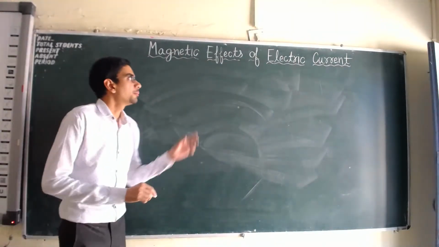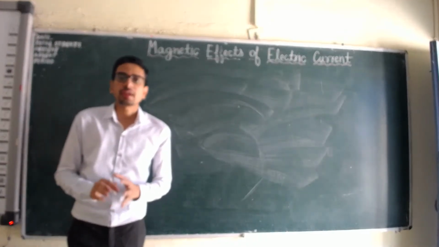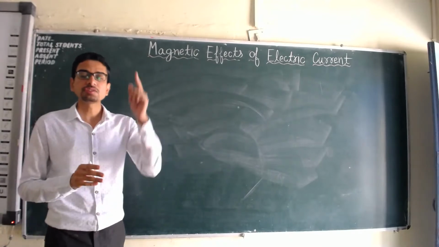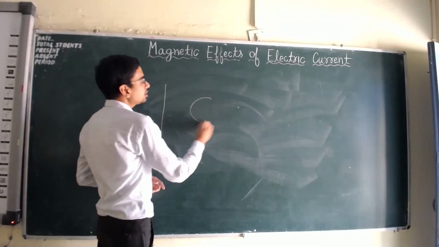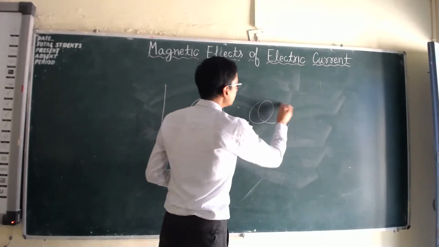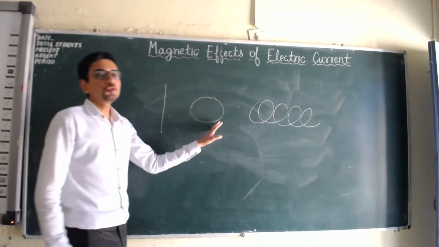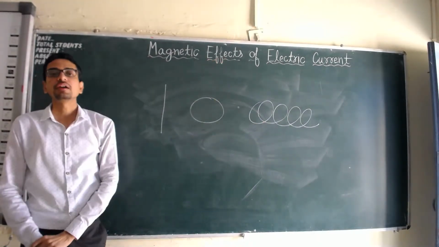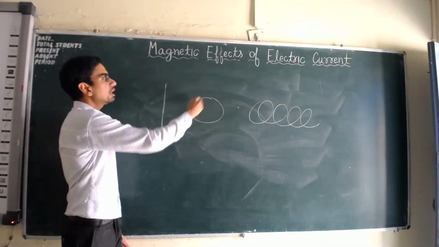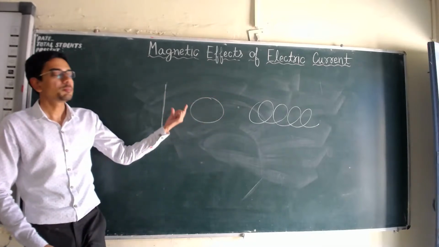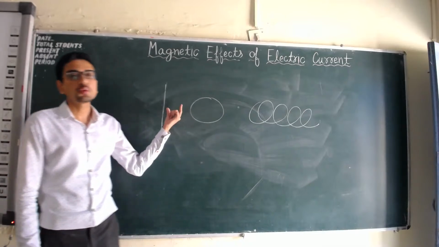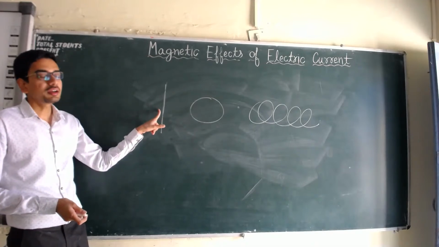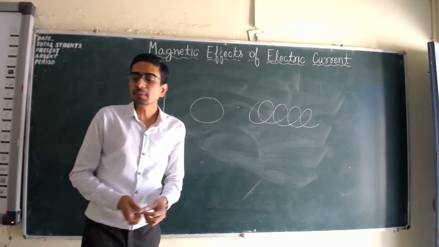So, magnetic effects of electric current. Any current carrying conductor might be straight, it might be circular, or it might have many turns. Any kind of current carrying conductor has a magnetic field. It means that it will behave like a magnet and it will attract metals, iron towards it. Okay, attract or repel. So this is a straight conductor, this is circular, and this is multiple coils.